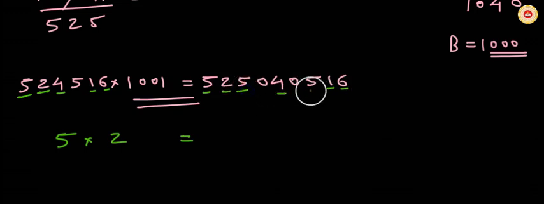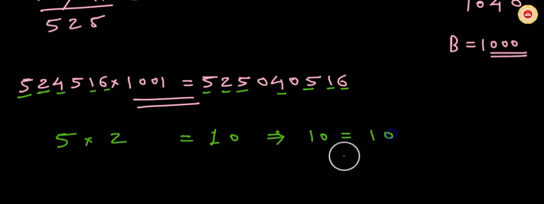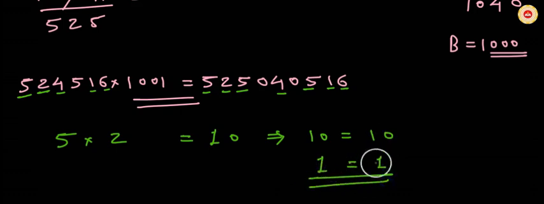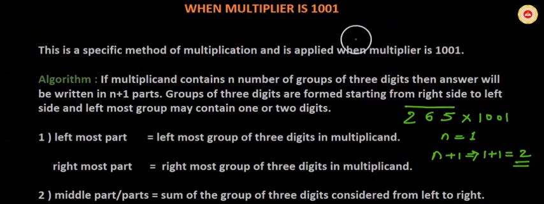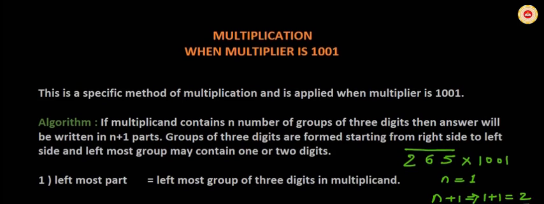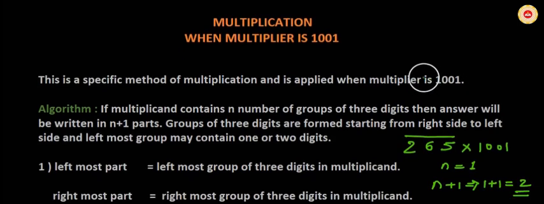Now 5 plus 5, 10, which gives us 5 twos are 10, which is equal to 10, 2 digits. So let us reduce it to a single digit by adding these 2 digits, 1 plus 0, 1, and 1 plus 0, 1. Tally it, both sides are equal. It means we are correct, friends. So in this way multiplication is done when the multiplier is 1001. This is a fast method and you can calculate the answer within a few seconds only.